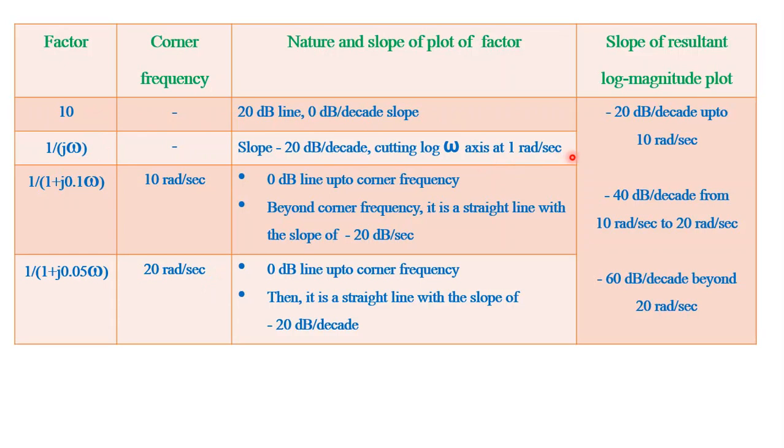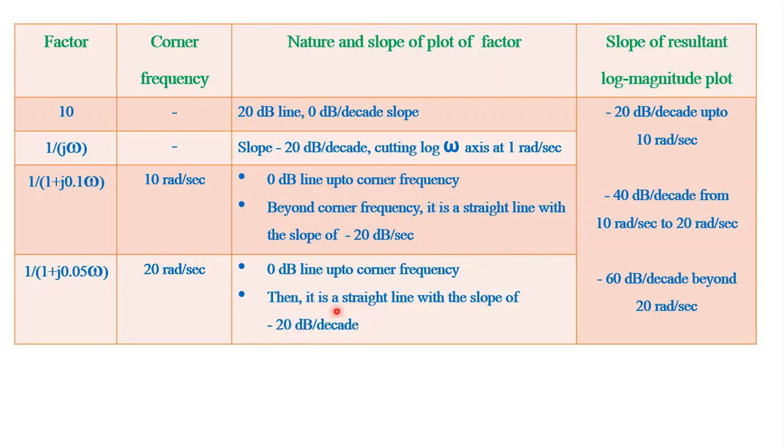This we have seen in the generalization itself in the last presentation. As far as 1 by 1 plus j omega t is concerned, it is a 0 dB line up to the corner frequency. Thereafter, it is a straight line with a slope of minus 20 dB per decade. What is the corner frequency? 10 radian per second. So, up to 10 radian per second, its contribution is 0. Thereafter, it is a straight line with a slope of minus 20 dB per decade. Similarly, 1 by 1 plus j 0.05 omega: the corner frequency is 20. Therefore, up to 20, it is a 0 dB line. Thereafter, it is a straight line with a slope of minus 20 dB per decade.